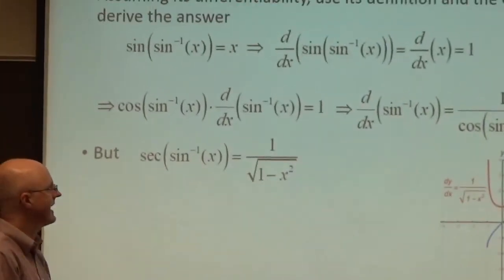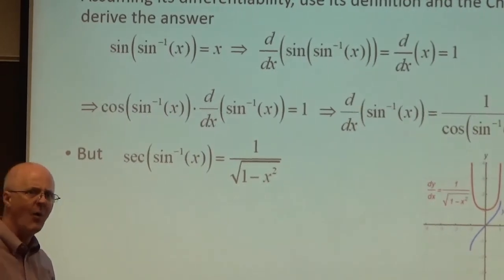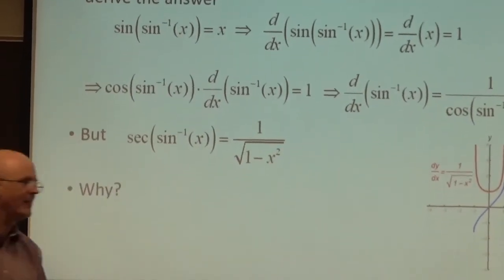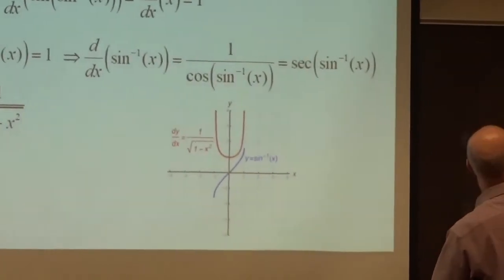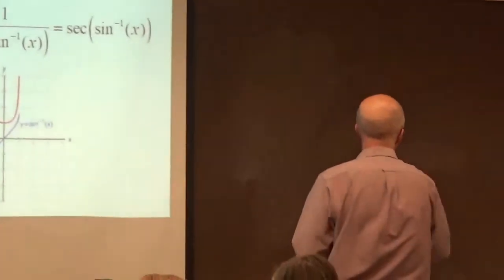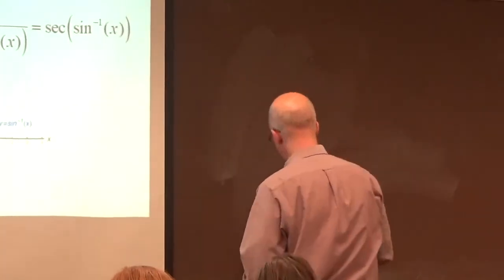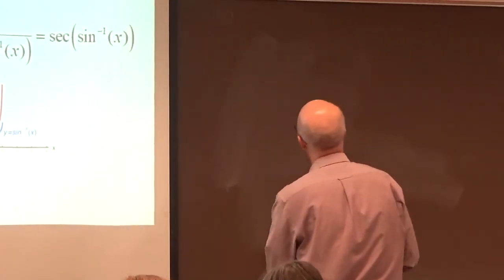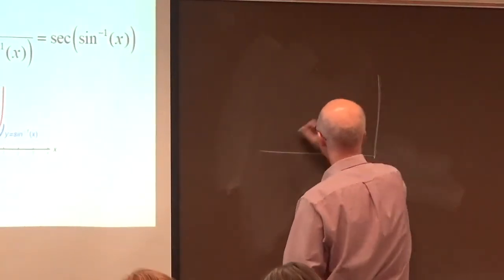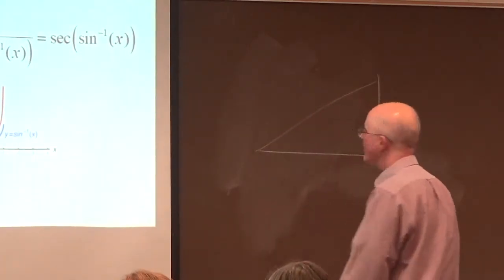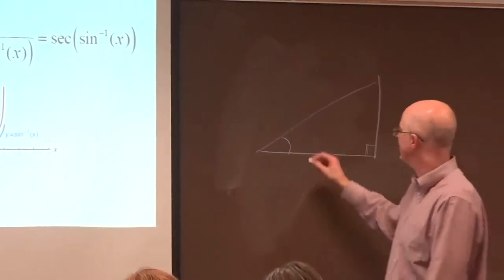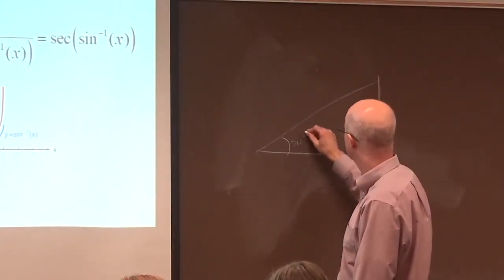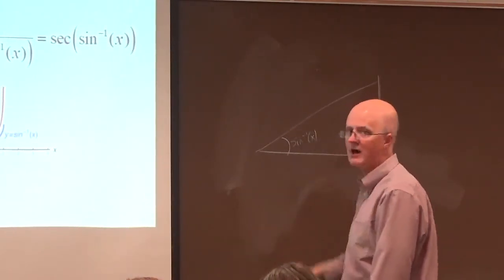Secant of inverse sine of x is that fraction right there. Why? You can again draw a right triangle to help you figure it out. The right triangle you draw is not a proof, but it helps you get the right answer. Draw a right triangle. Label one of the other angles with the symbol, in this case, inverse sine of x. And you could call that theta if you want, but you don't need to.